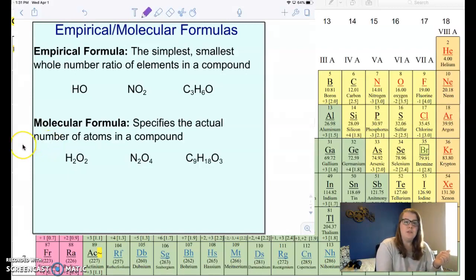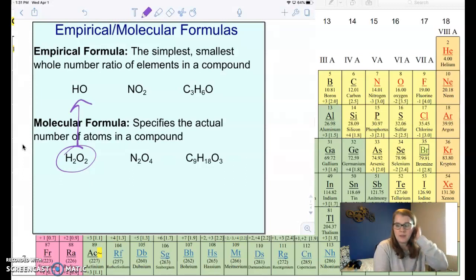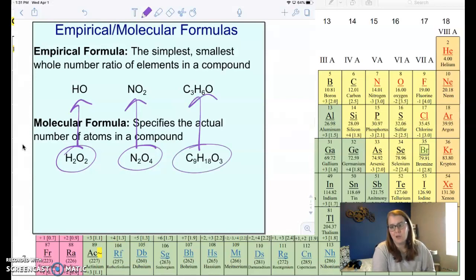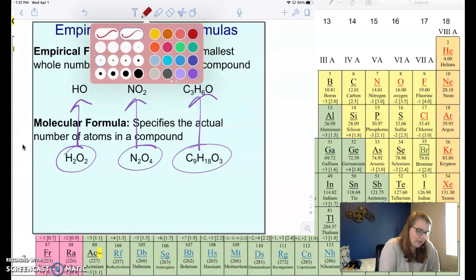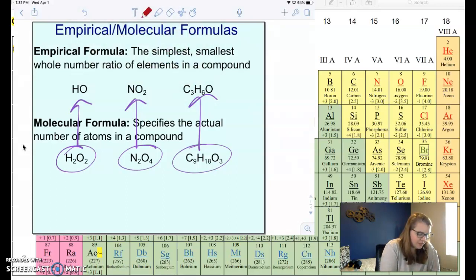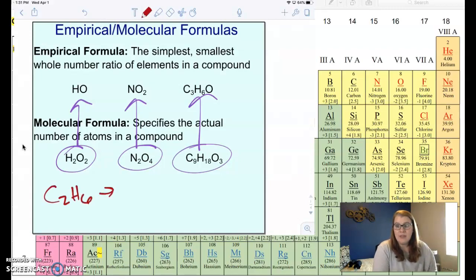So for example, this very first one, the empirical formula for H2O2 is HO, because that would be the simplest whole number ratio. The empirical formula for N2O4 would be NO2. And then for C9H18O3 it would be C3H6O. So for example, I could give you C2H6, and I could say, what is the empirical formula of this? So you would look at the numbers and say, can I simplify this down? If the answer is yes, the empirical formula would be that compound simplified down.